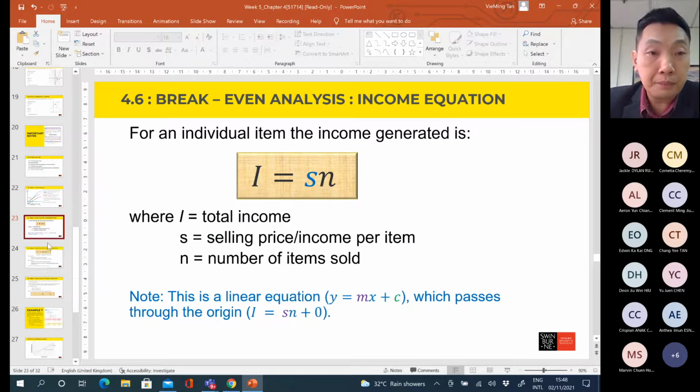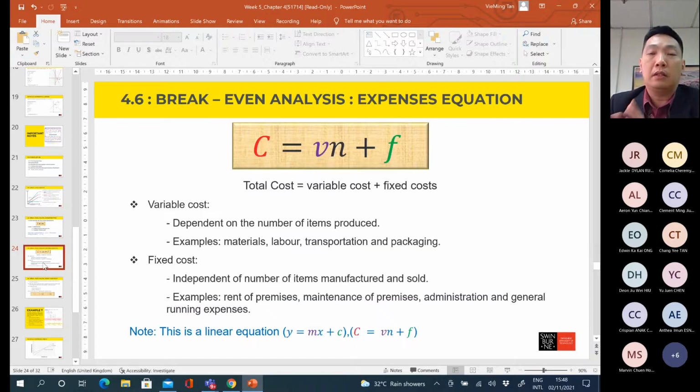Okay, how about cost? When running a business, generally there are two types of costs that occur. The first one is the fixed cost. The second one is the variable cost.